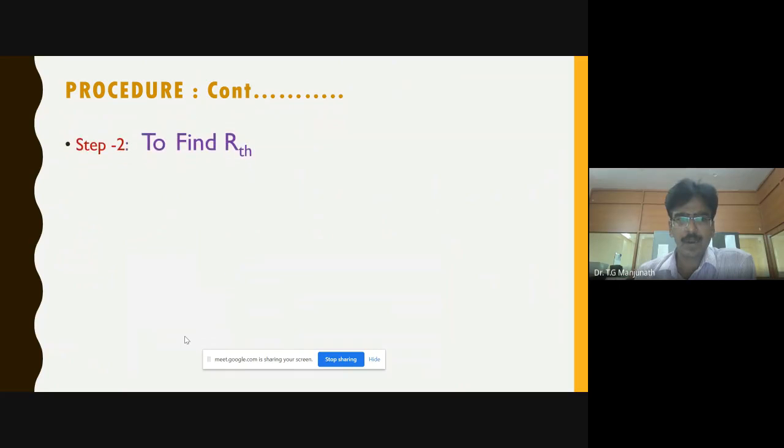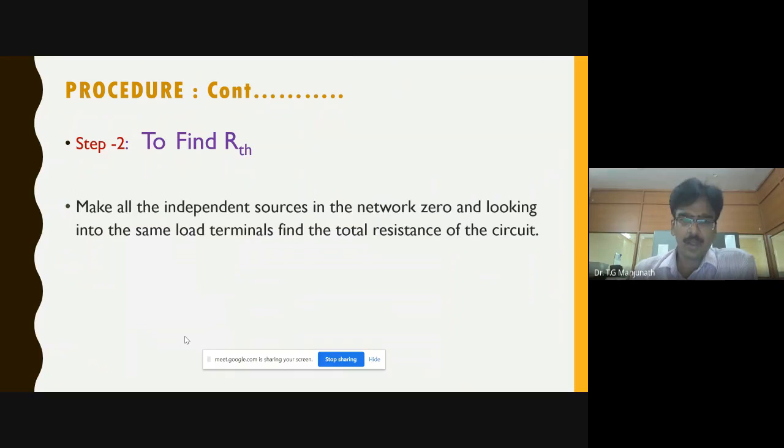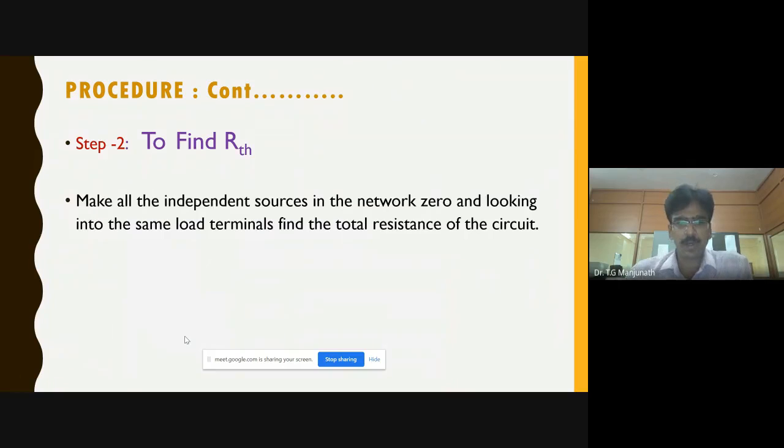Next, to find R Thevenin. If the network consists of only independent sources, then finding R Thevenin is very easy. Just make all the independent sources in the network zero. Then, by looking into the same load terminals, find the total resistance of the network. So R Thevenin is very simple. It is nothing but the total resistance of the given network.